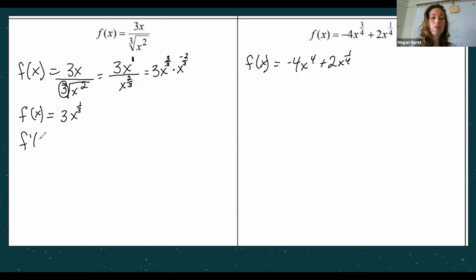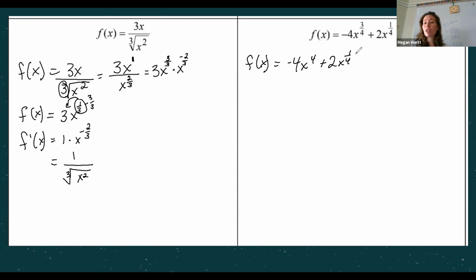Now, f prime of x, I'm just going to follow my power rule. I'm going to do 1/3, and multiply it by 3. That gives me 1 times x. And then I'm subtracting 1, but I'm going to subtract a smart one. I'm going to subtract 3 over 3. So that gives me a negative 2/3. So my final result is 1 divided by, my exponent is 2, that's 3, so it's going to be the cube root of x squared.